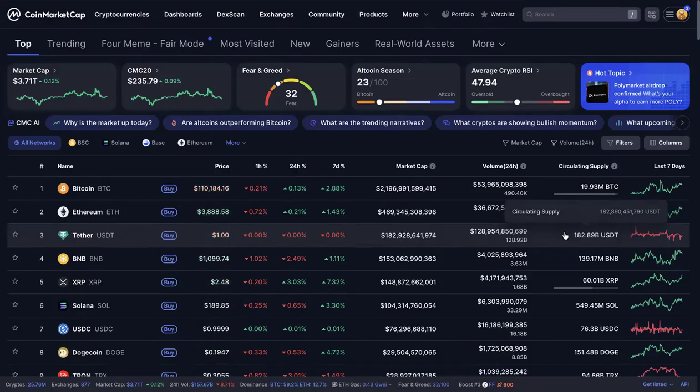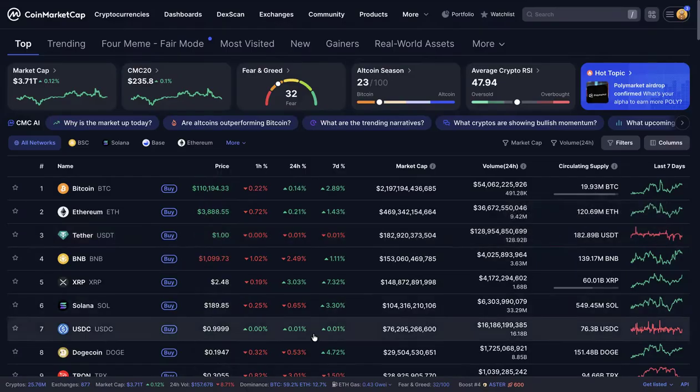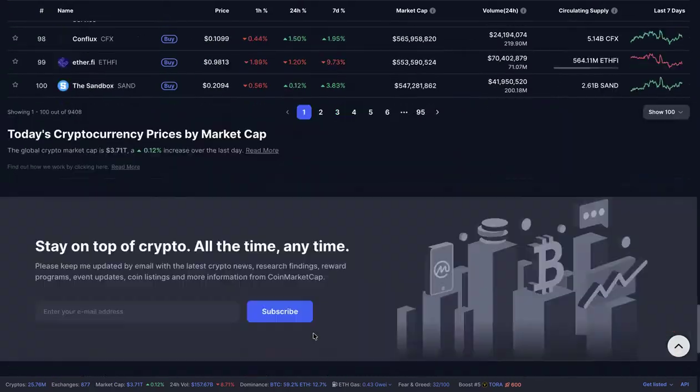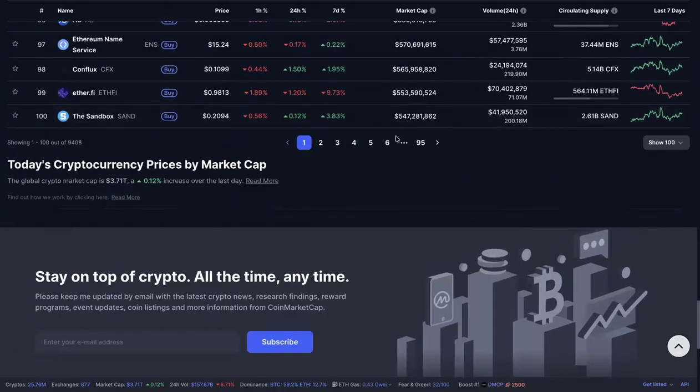Okay, let's dive in. So why do these aggregators matter? Like I already said, the purpose is they show all listed crypto data in one place. You can see this list shows you the first 100. I can keep going up to page 95. Each page has 100, so this is 95 times 100. That is 9,500. Over 9,000 coins on this page and more. You can show more. So all coins you can think of.